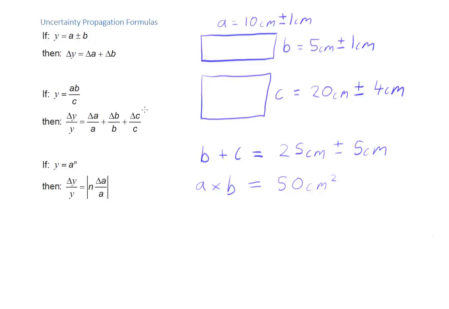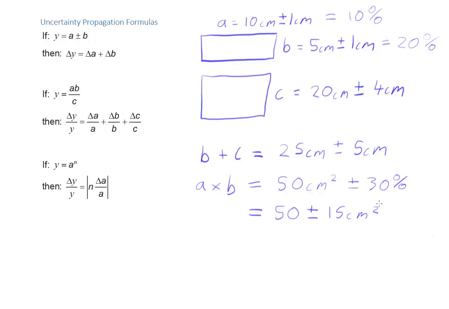So the relative uncertainty in a is 1 over 10, which is 10%. And the relative uncertainty in b is 1 over 5, which is 20%. So I add these percentages together and I get 30%. So that is my relative uncertainty in a times b. But then I want to express this as an absolute uncertainty, so I'll take 30% of the 50 centimeters squared to get 50 plus or minus 15 centimeters squared.